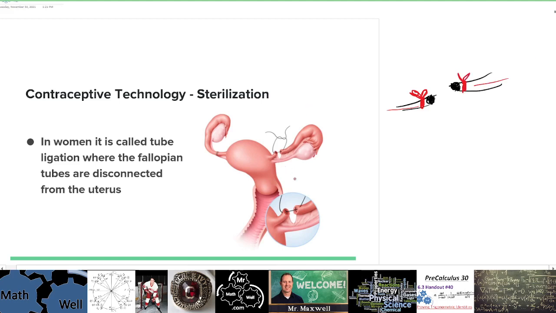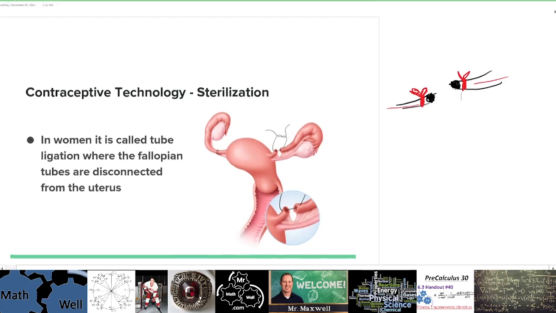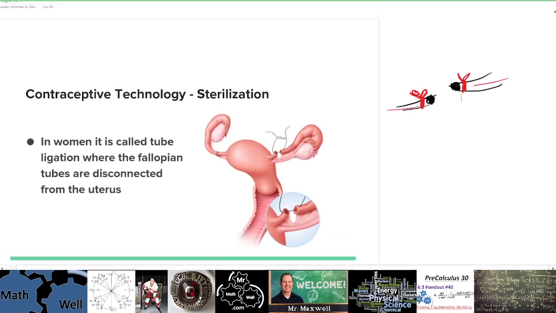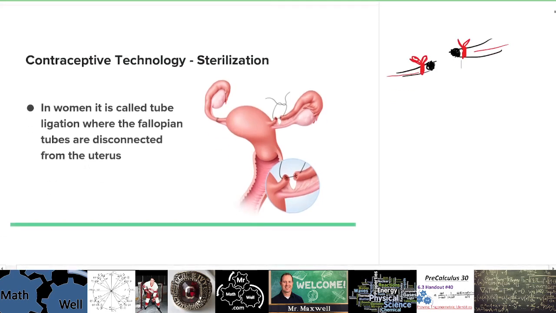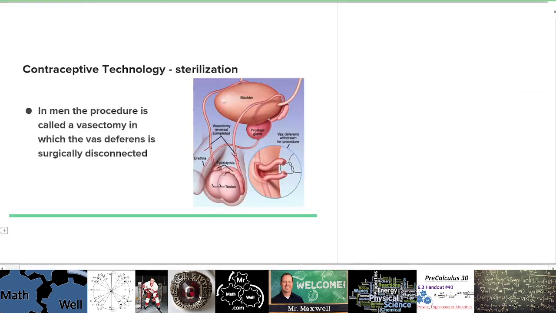So this is a bit misleading, I think. This almost looks like they're trying to tie them back together, but anyways, disconnected and tied off. This diagram almost looks like they're trying to reattach, so it's maybe misleading.